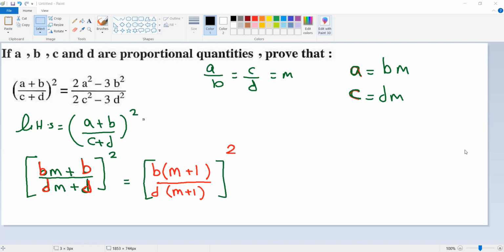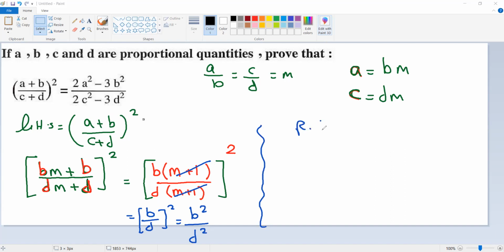After that, cancel m plus 1 and m plus 1. So you will end up with b over d, all raised to the power of 2. That is equal to b to the power of 2, all divided by d to the power of 2. That's the left-hand side. What about the right-hand side? The right-hand side, it's 2a to the power of 2 minus 3b to the power of 2, all divided by 2c to the power of 2 minus 3d to the power of 2.